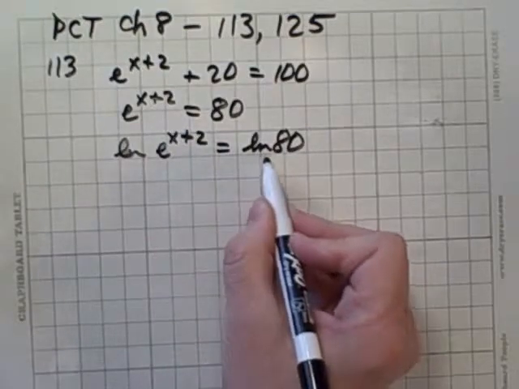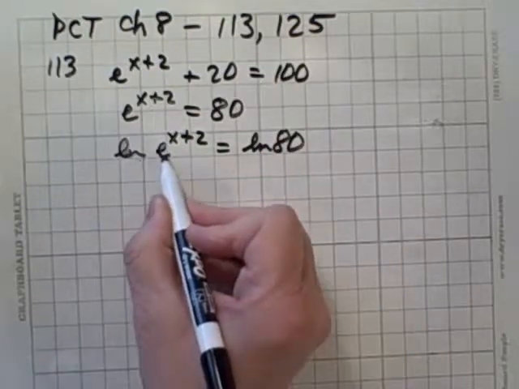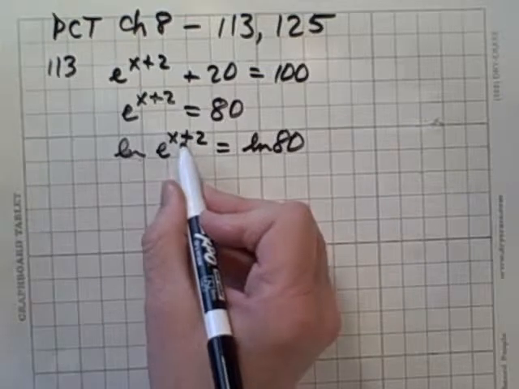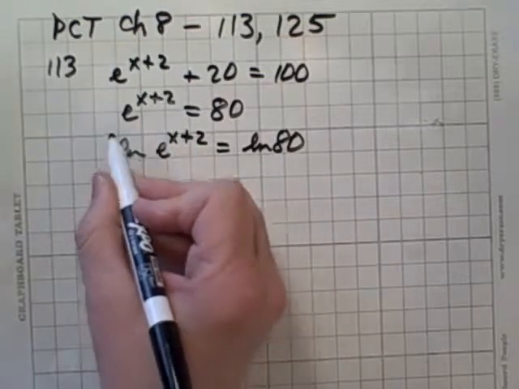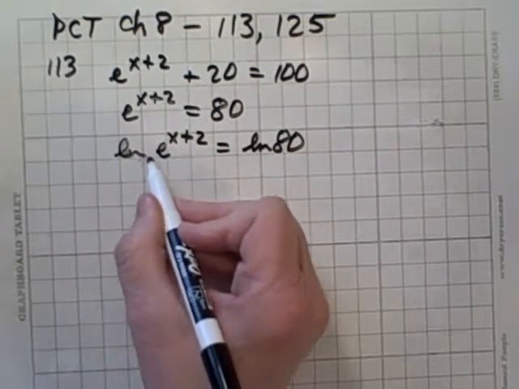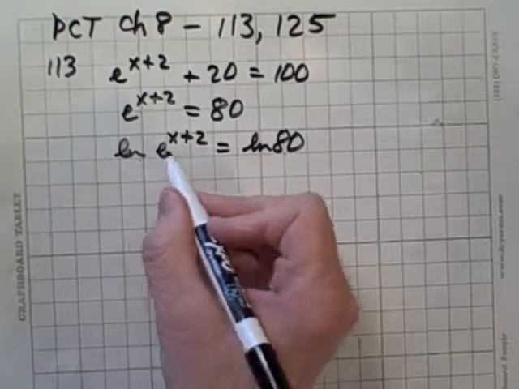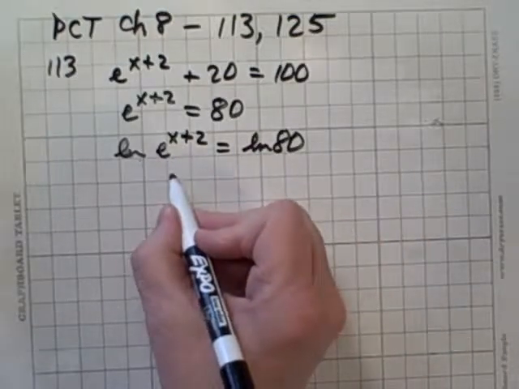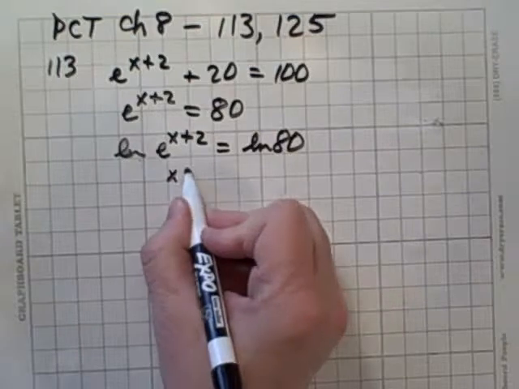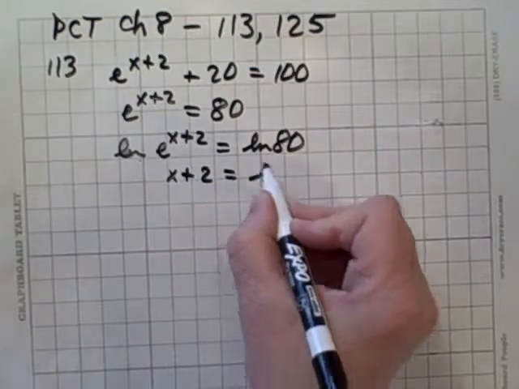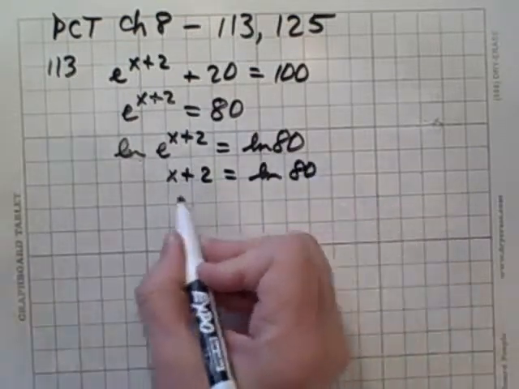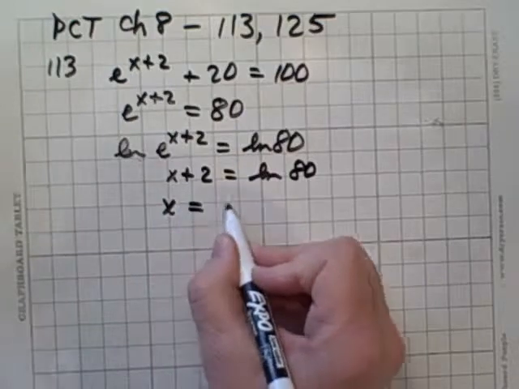Don't get a decimal, just keep that. These cancel and we get x plus 2. You could also again think of it as bringing x plus 2 in front, and the natural log of e is saying e to what power would give you e, and the answer would be 1. But again, they cancel, so you just get an x plus 2. Subtract 2 and you're done.